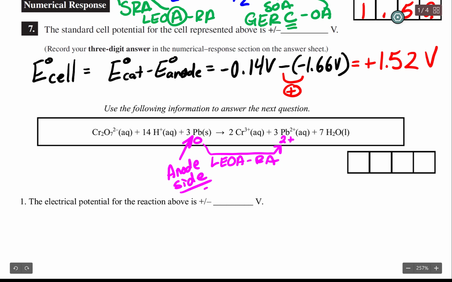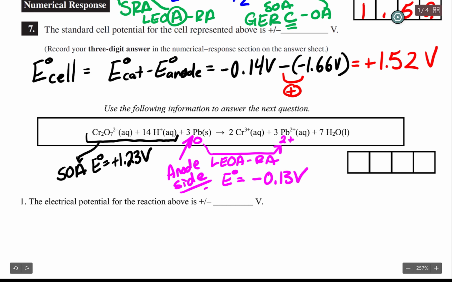What I'm left with is acidified dichromate, which you can find on your reduction potential table. It is an oxidizing agent, and it is very, very high up the table. If you have your reduction table in front of you, you will see this acidified dichromate at an electric potential of positive 1.23 volts. You will see this lead at an electric potential of negative 0.13 volts. So again, this is furthest down the table, so this is going to be my strongest reducing agent, and therefore it's going to be my anode side.